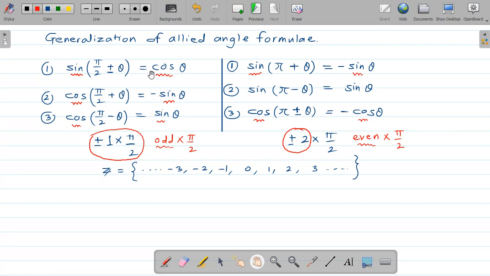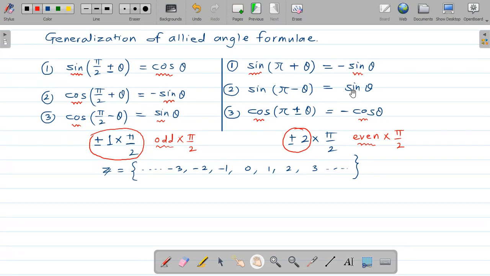In this case it is plus cos theta, here it is minus sin theta, here also there is a minus sin theta, here it is minus cos theta, here it is plus sin theta. So on the right hand side, you will get either plus or minus. Now how will you decide the sign of the trigonometric ratios on the right hand side whenever you want to use the allied angle formulae? It is decided by the quadrant of the angle.